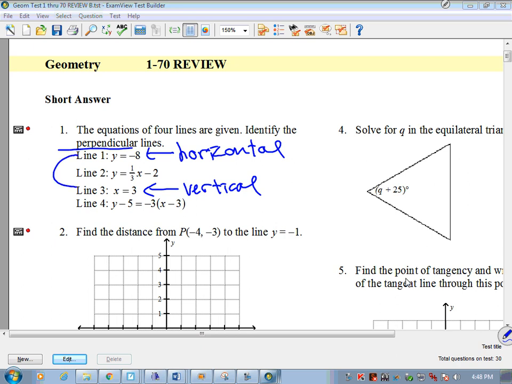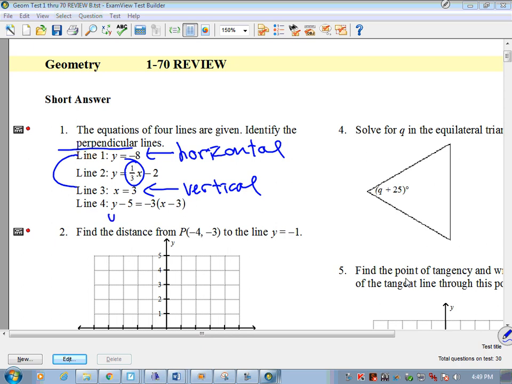Horizontal and vertical lines are perpendicular. That's what I would write. I'd write horizontal and vertical lines are perpendicular, pointing out which one's horizontal, which one's vertical. So the next question that comes up is, what are lines 2 and 4? Are they opposite reciprocals to each other? Well, line 2 is already in slope-intercept form, has a slope of 1/3. So in order for line 4 to be perpendicular, it has to have a slope of -3.